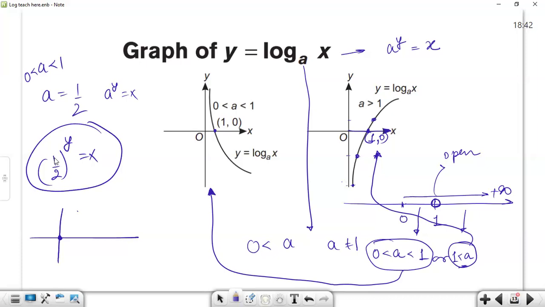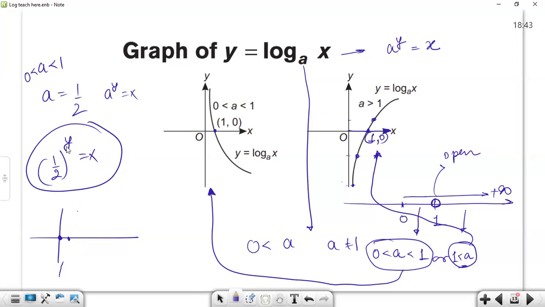Are you able to understand this? Is this point clear? Yes, sir. So if y is not defined here, the graph will just not meet here anywhere. So the graph will tend to infinity at this point.